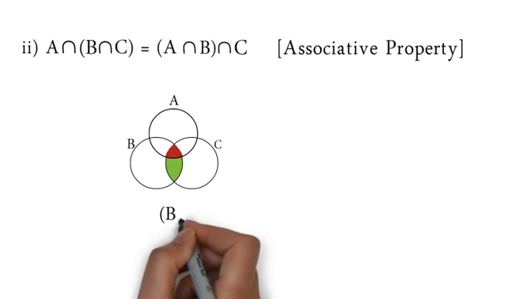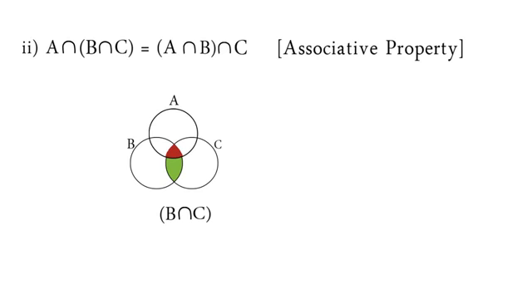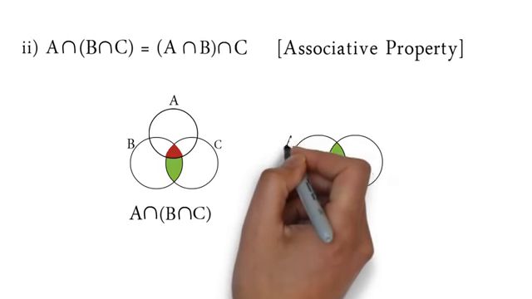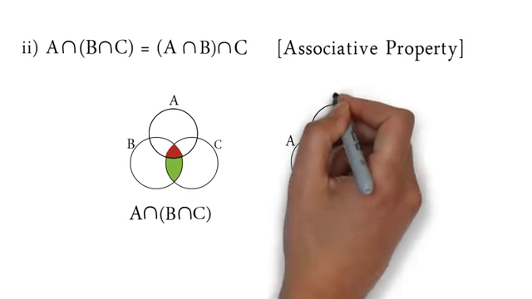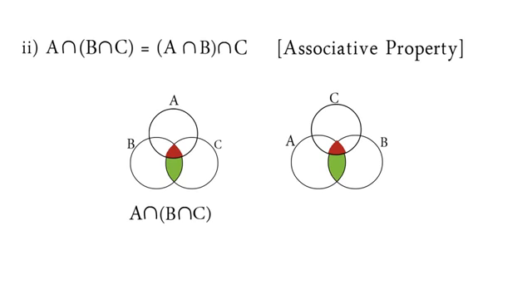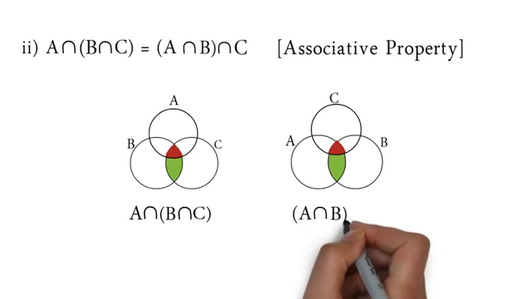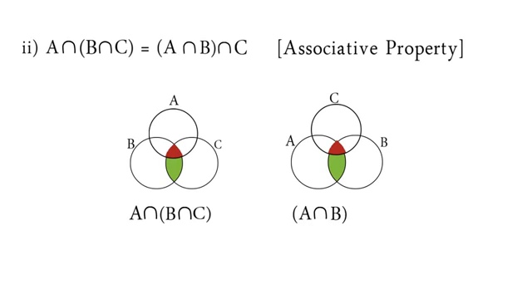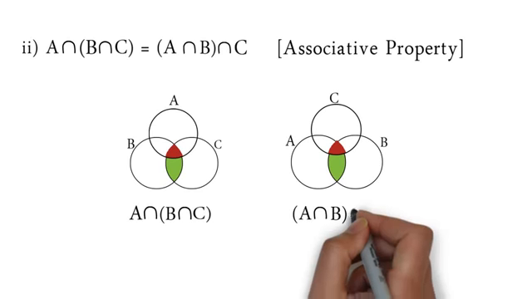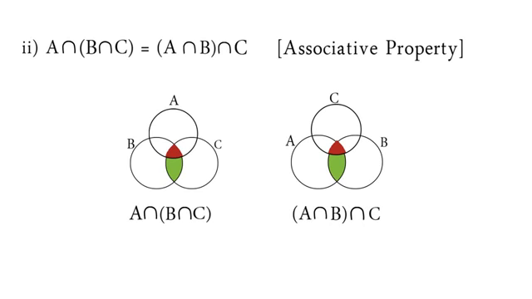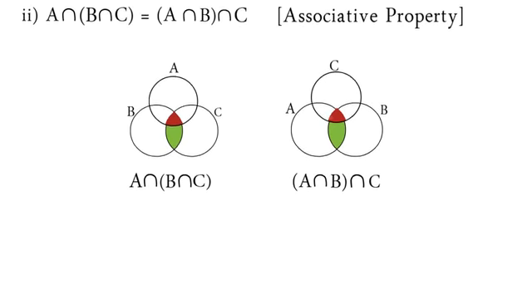Here, the shaded part is B intersection C and the darker part is A intersection with B intersection C. Here, the shaded part is A intersection B and the darker part is A intersection B intersection with C. We can see both are equal.